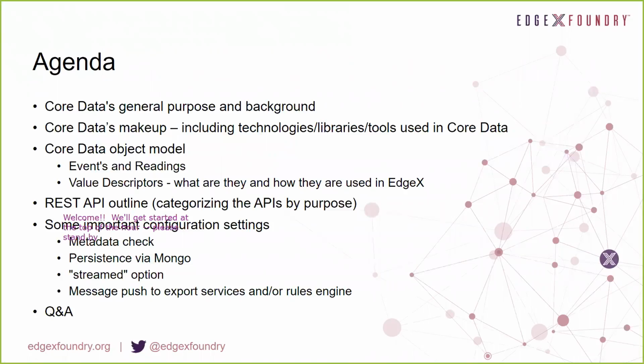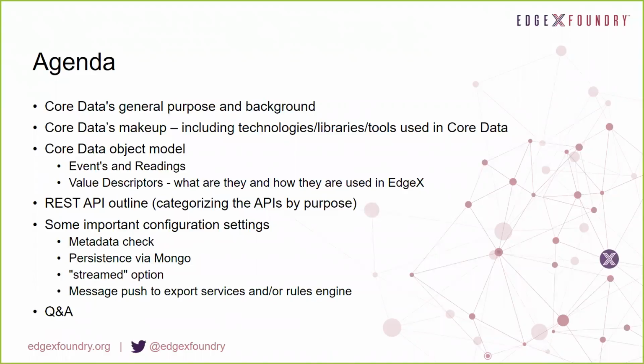We're going to look at, importantly, the data model or the object model around core data. What are these things called? Event and readings, and what is a value descriptor? Three key ingredients that make up a lot of EdgeX, not just core data, but they stem out of core data. We'll look at the REST API around core data.